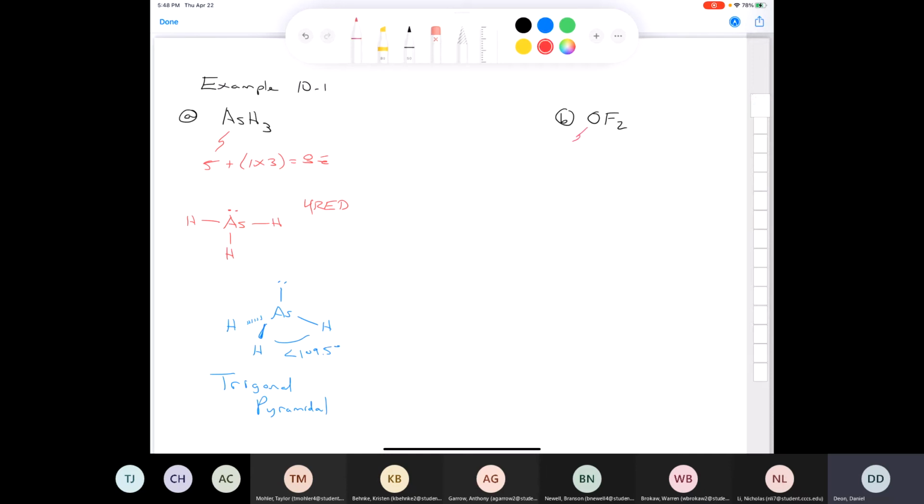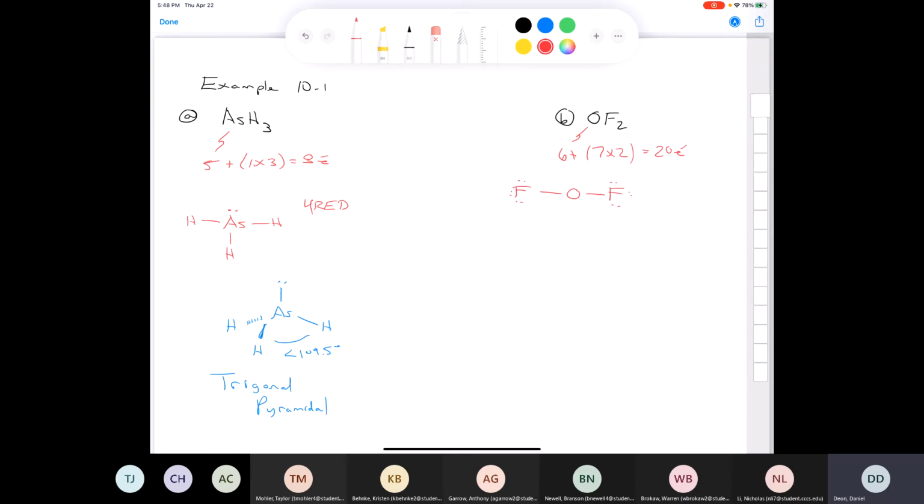Let's try the next one, OF2 or oxygen difluoride. For my oxygen, I have a total of 6 valence electrons. Fluorine has 7 times 2. That's 14 plus 6. That gives me a total of 20 valence electrons. Well, you know that fluorine always has 1 bond and 3 lone pairs, like this. No exceptions. So far, I've used up a total of 16 electrons, right? I've used up a total of 12 in the lone pairs, 4 in the 2 bonds. 12 plus 4 is 16.